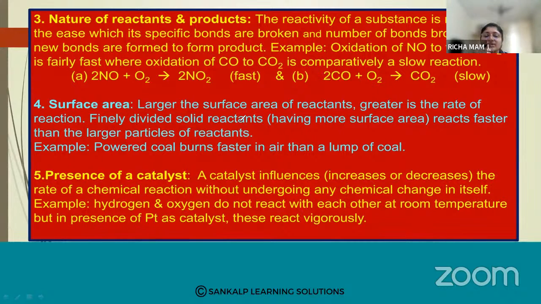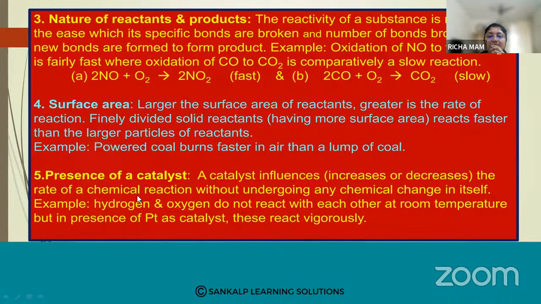Hydrogen and oxygen do not react with each other at room temperature, but in the presence of platinum as a catalyst, they will react vigorously. Why do they not react? Because they are both gases, and gases do not react with each other at room temperature. So there should be a specific condition. But in the presence of a platinum catalyst, they will react vigorously. So this is the role of the catalyst.